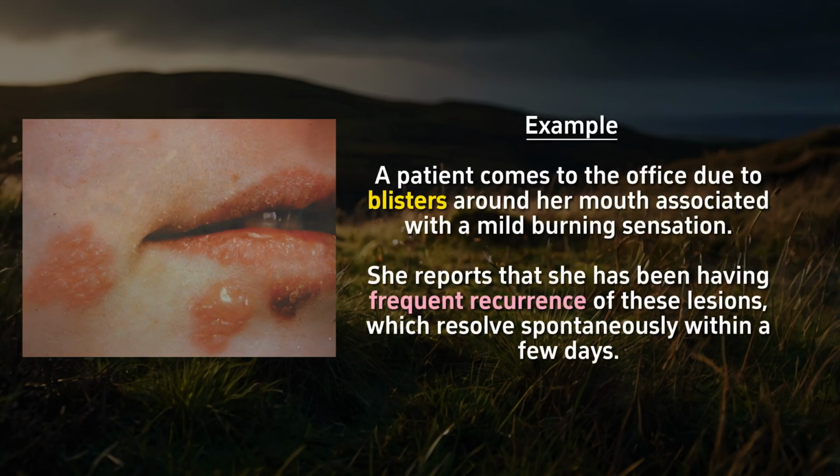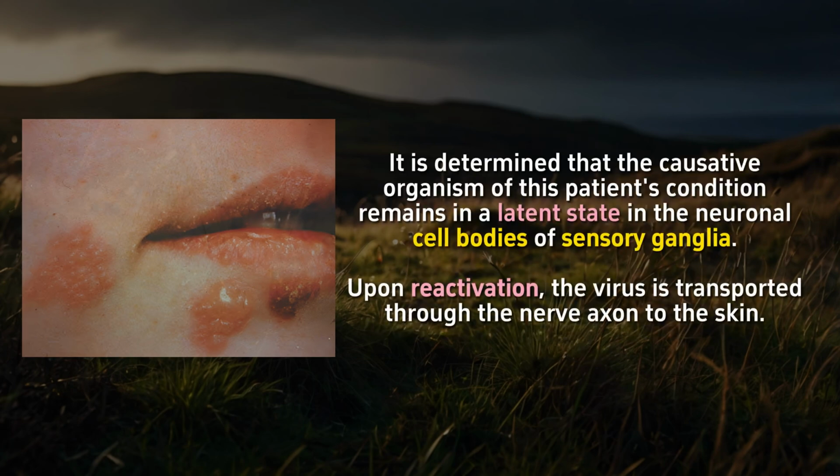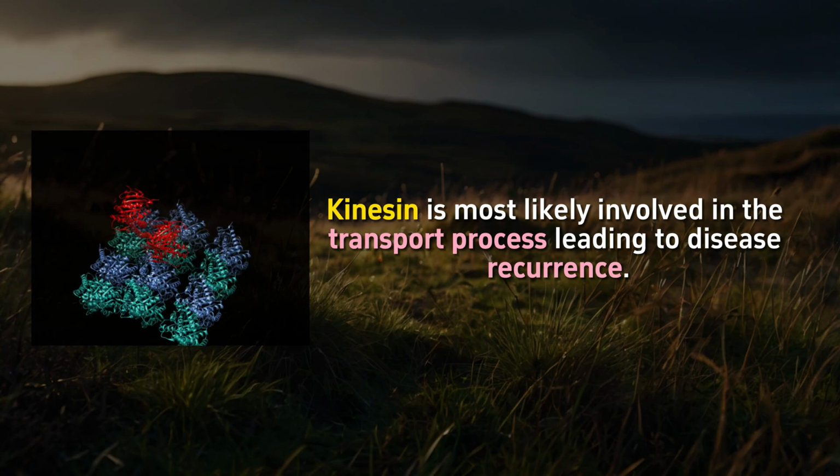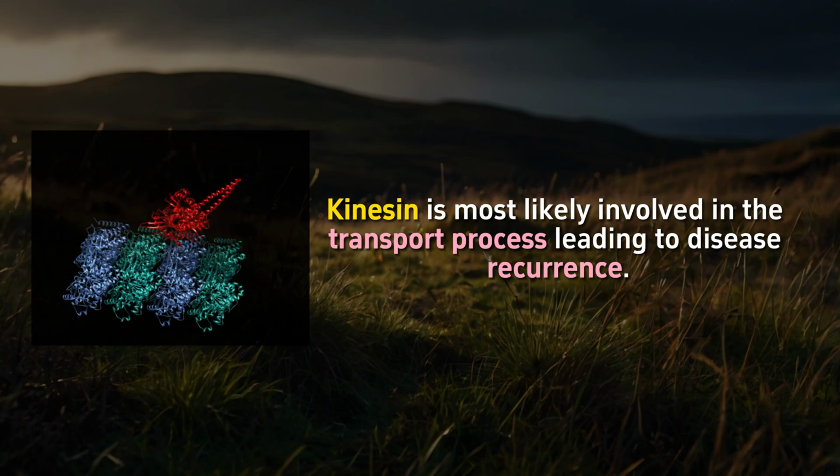A patient comes to the office due to blisters around her mouth associated with a mild burning sensation. She reports that she has been having frequent recurrence of these lesions, which resolve spontaneously within a few days. It is determined that the causative organism of this patient's condition remains in a latent state in the neuronal cell bodies of sensory ganglia. Upon reactivation, the virus is transported through the nerve axon to the skin. Kinesin is most likely involved in the transport process leading to disease recurrence.